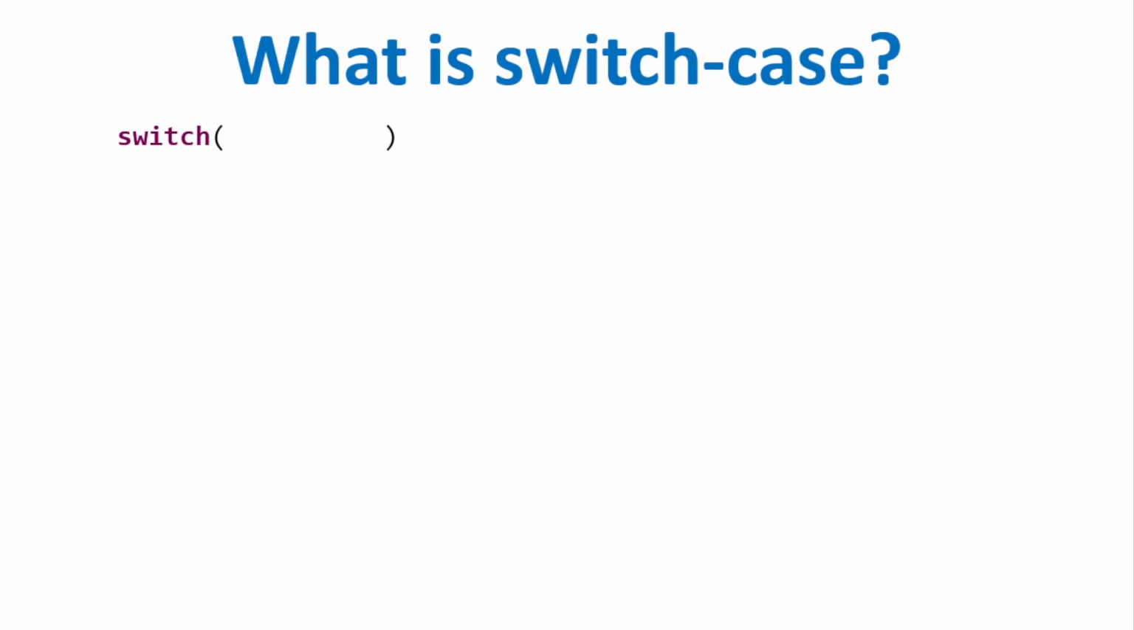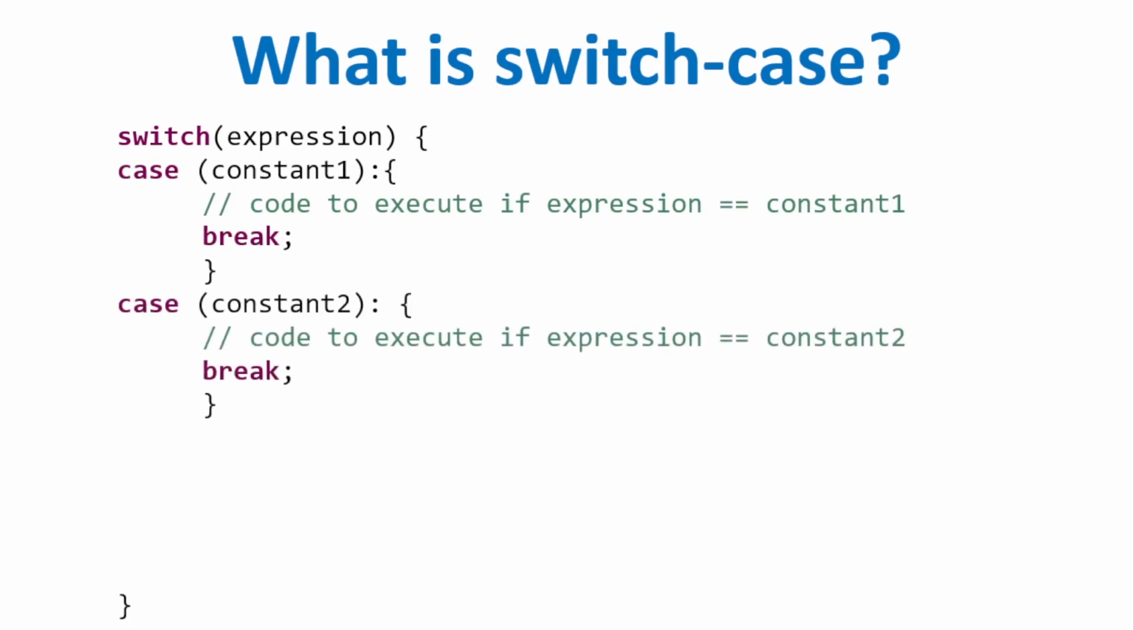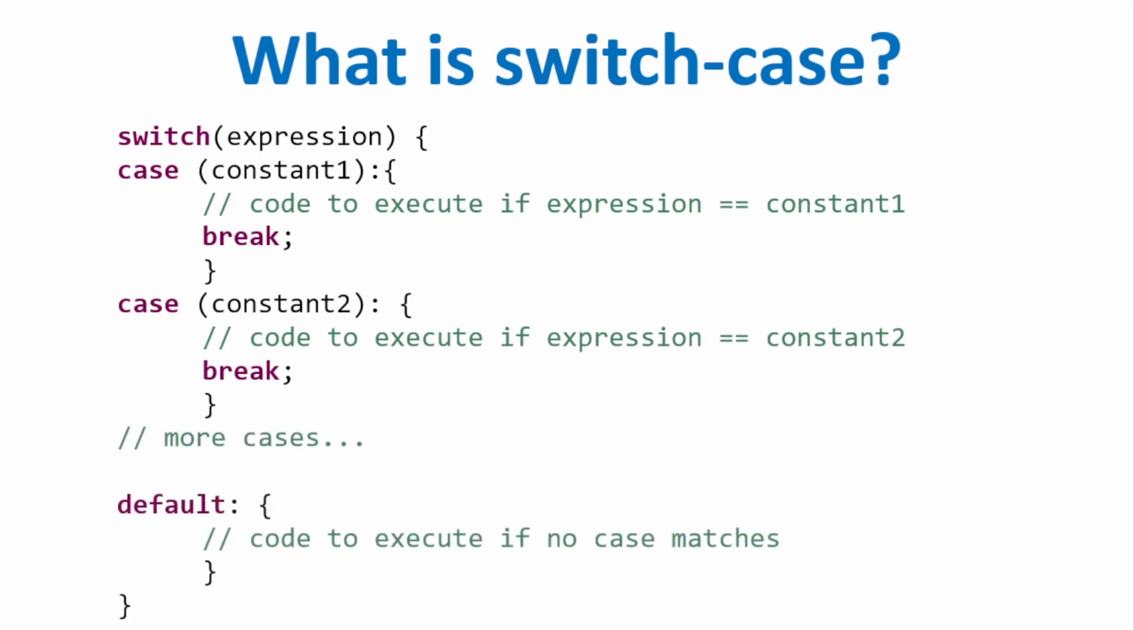Syntax of switch case in C. Number 1, the switch checks the value of the expression in the parentheses. Number 2, it jumps to the case that matches the value of constant 1 or constant 2 and so on. Number 3, if no case matches, the default block runs. Number 4, break is used to stop the flow and prevent falling through to the next case.